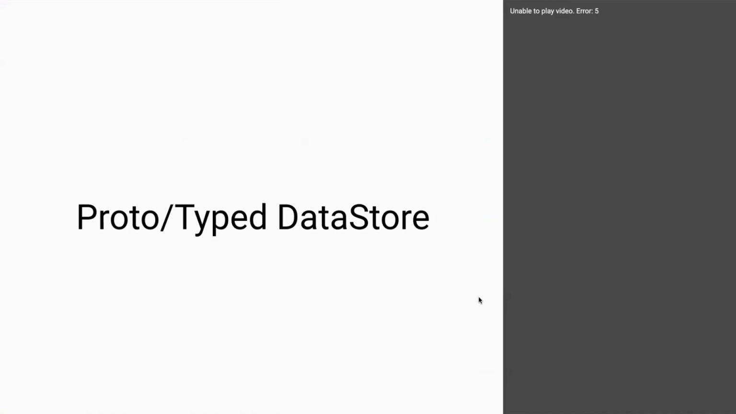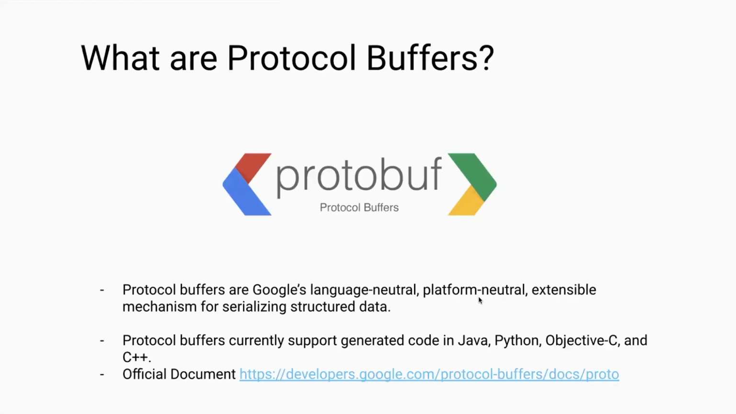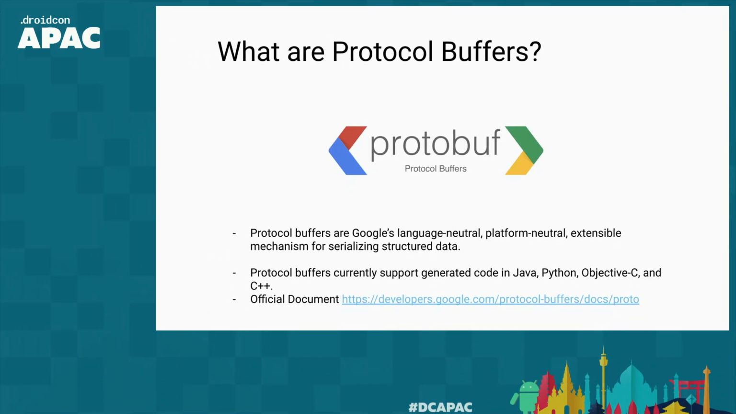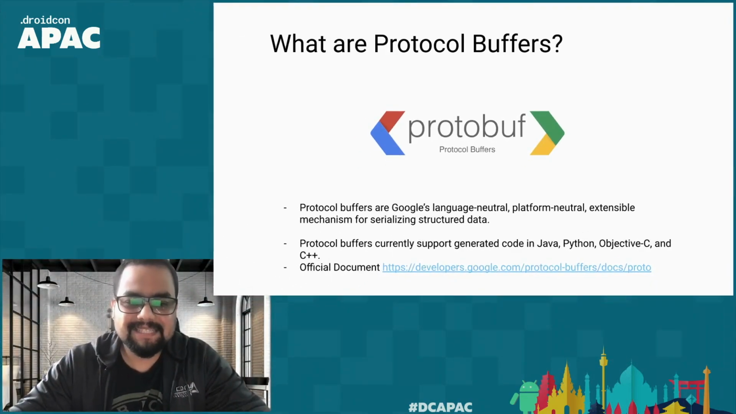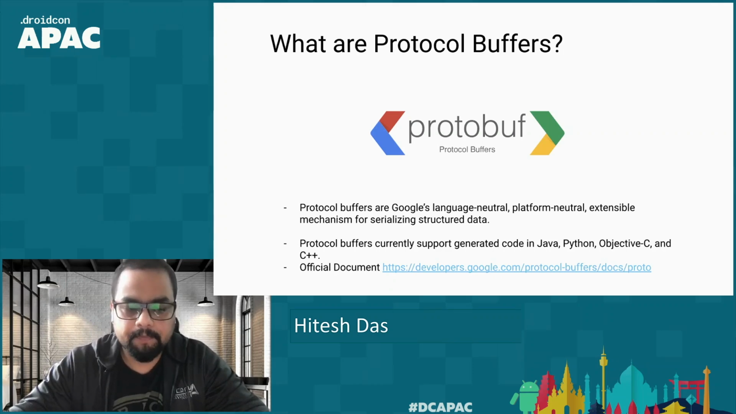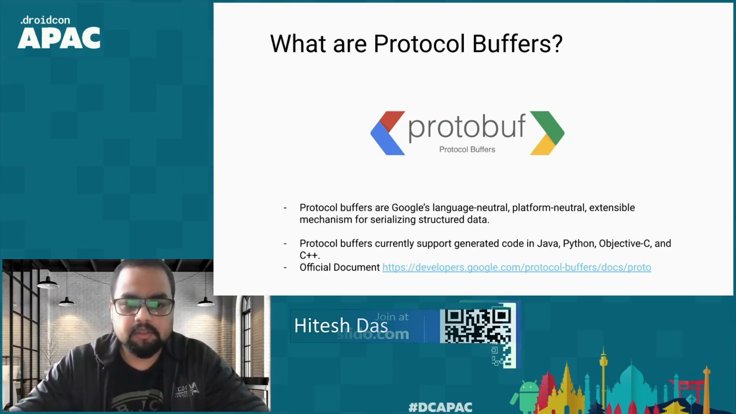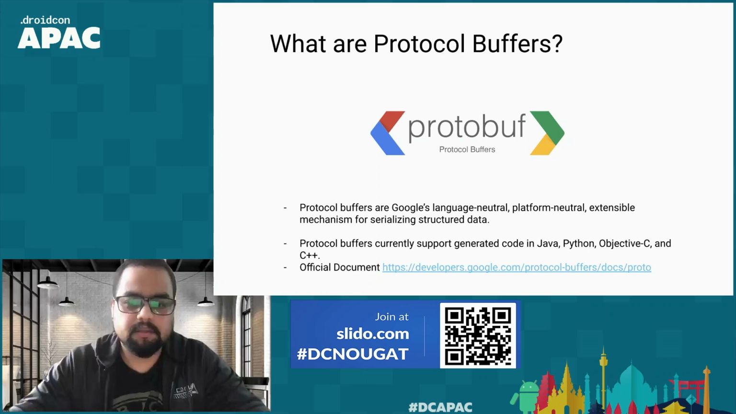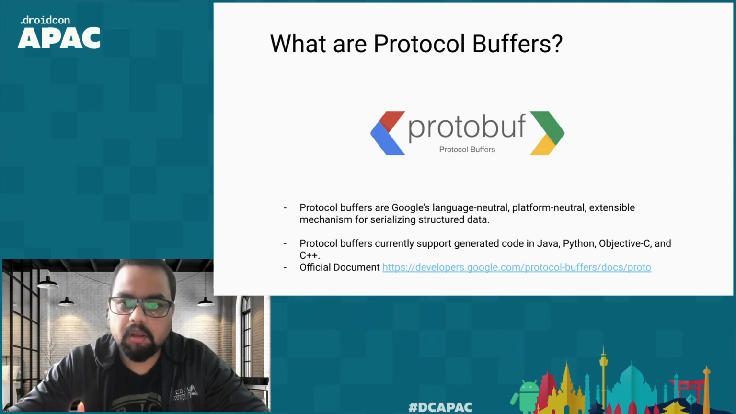Now comes the big part, that is the protocol buffer. So what is a protocol buffer? Protocol buffers are Google's language neutral, platform neutral, extensible mechanism for serializing structured data. They are basically a data storage solution, in a nutshell. It currently supports generated code in Java, Python, Objective-C, C++. These are widely accepted, and it can generate code in all the major languages of development. On top of this, they are very small in size compared to JSON or XML. They are very light and platform neutral. This is one of the major advantages of protocol buffer.